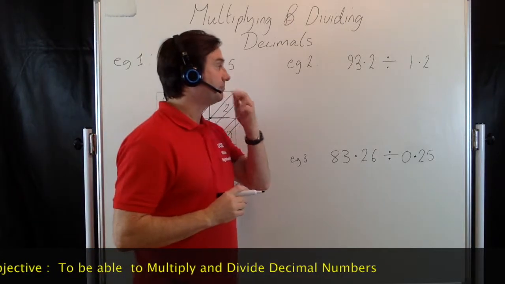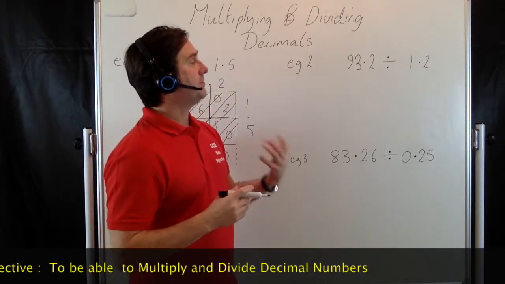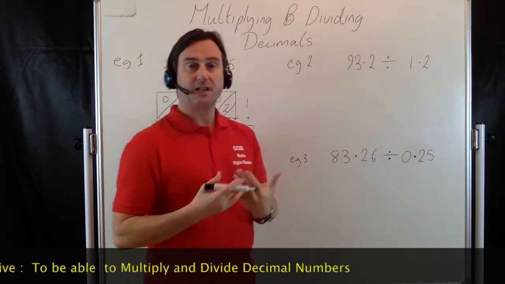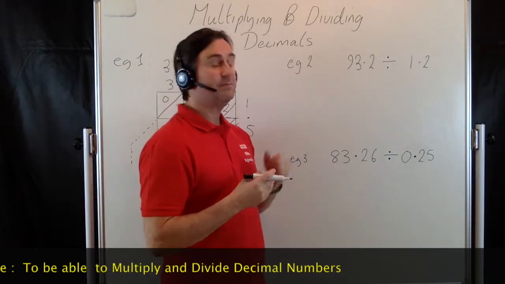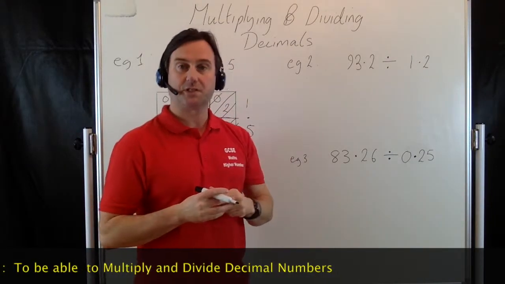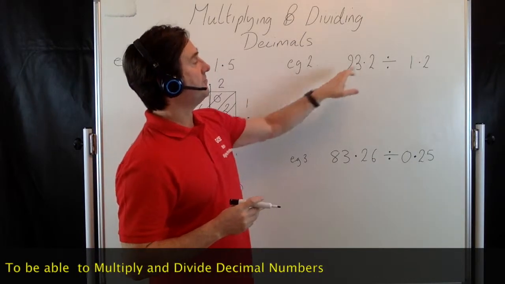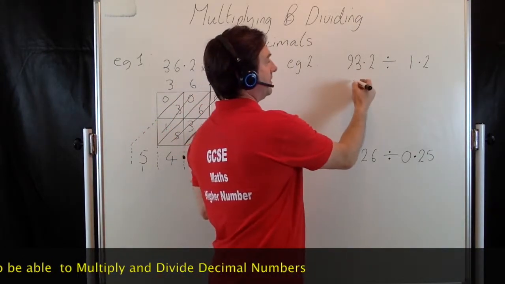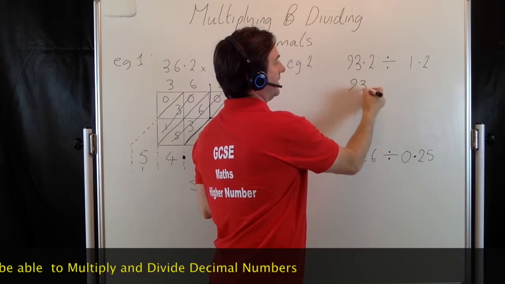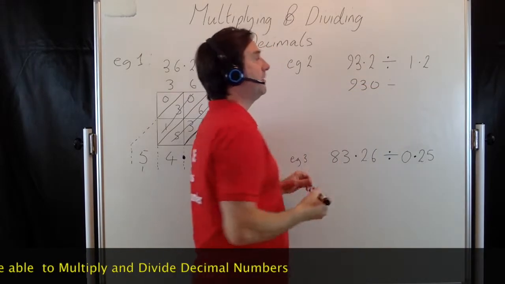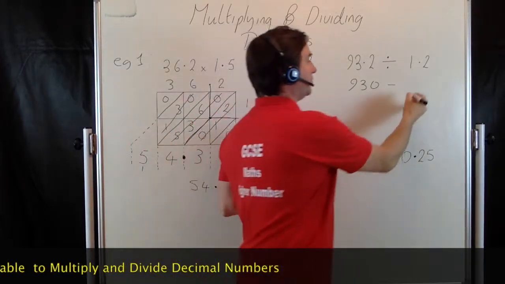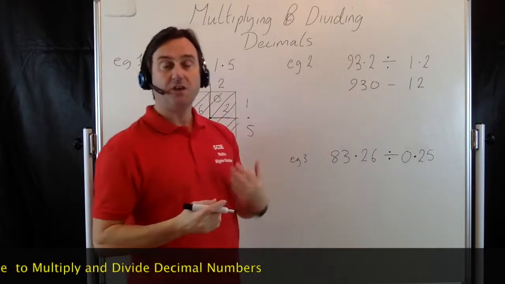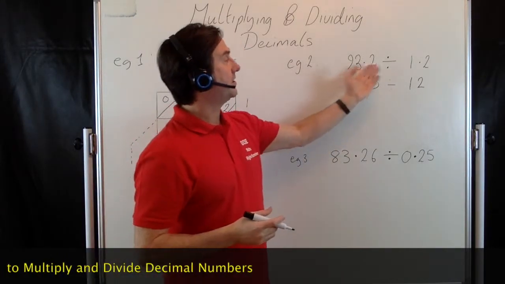Okay, when we're dividing now, what is important to know is that if I multiply both of the 2 numbers by the same amount, it keeps the answer the same because the proportions are the same. So what I'm going to do is get rid of these decimal points here by multiplying both of the numbers by 10. If I multiply 93.2 by 10, I get 930. If I then multiply 1.2 by 10, I get 12.